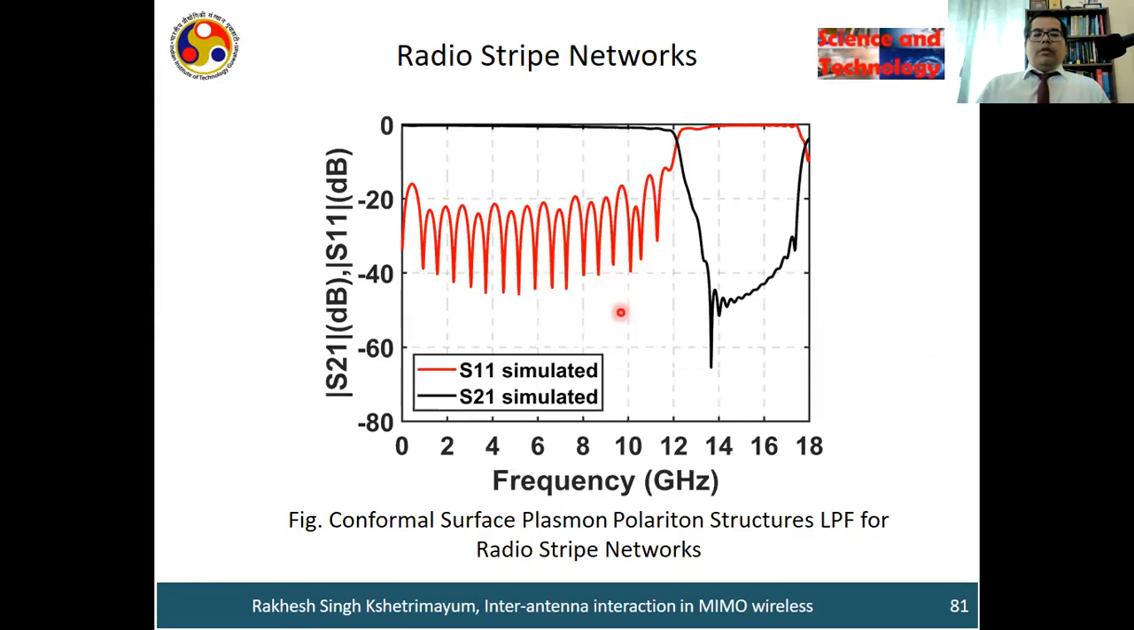And this filter has a very good filtering performance. You can observe that it has a bandwidth from 0 to 12 gigahertz. This is a low pass filter. And we project that this kind of filter using conformal surface plasmon polariton structure could be used for radio stripe network. This is unpublished work we have recently submitted.